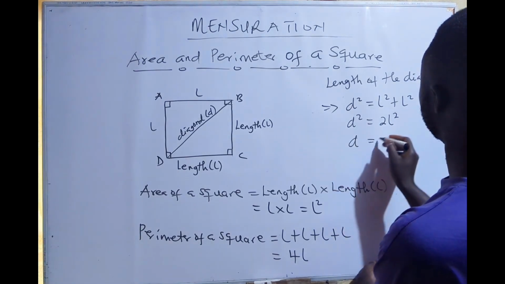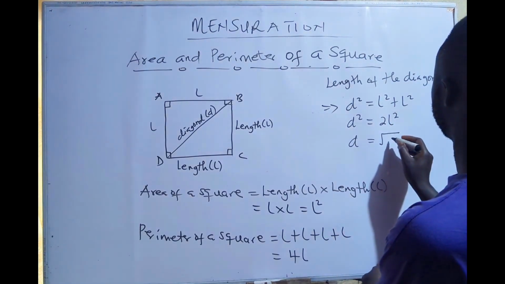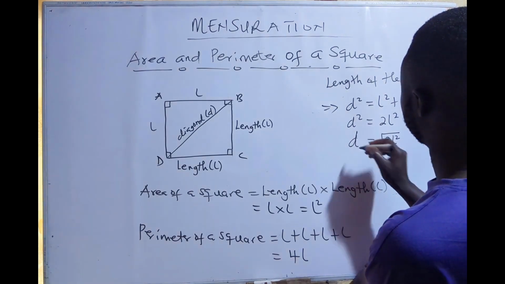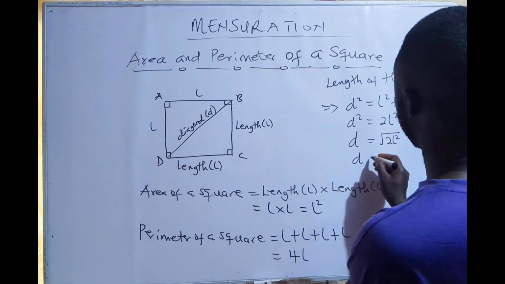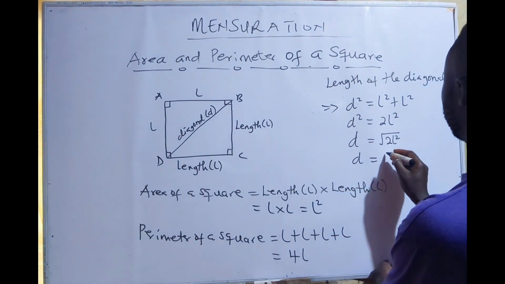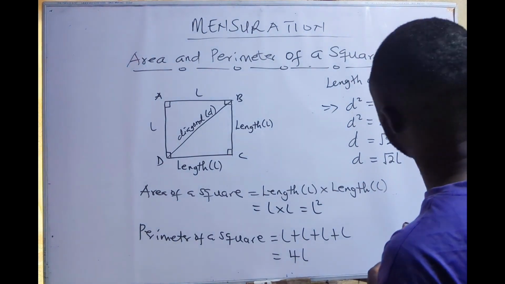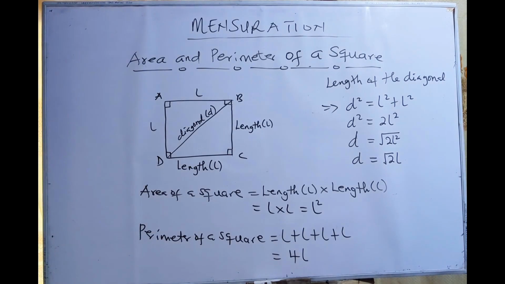And my d is equal to the square root of 2L square. So I can say my diagonal is equal to root of 2L square. The L square will come out from the root, so that will give you root 2 times L.